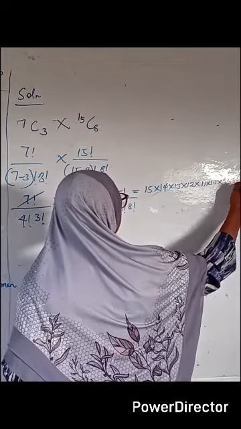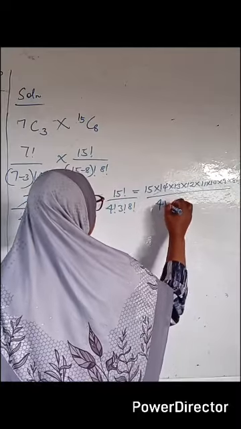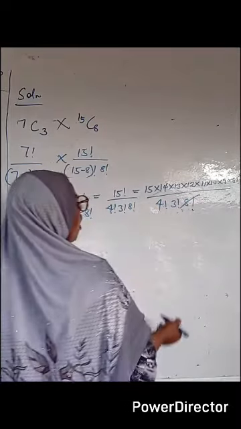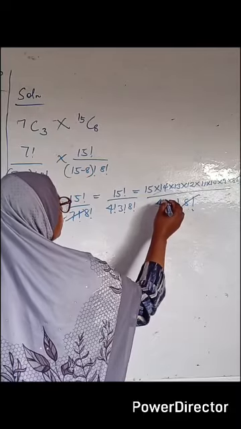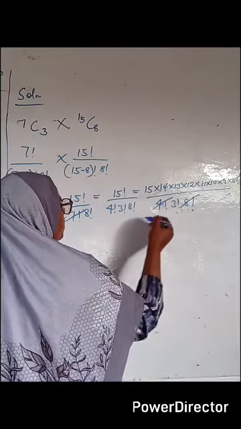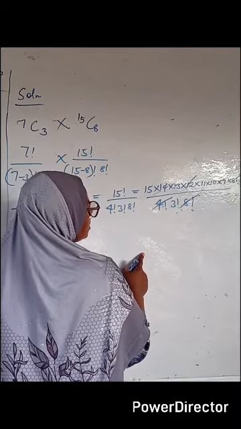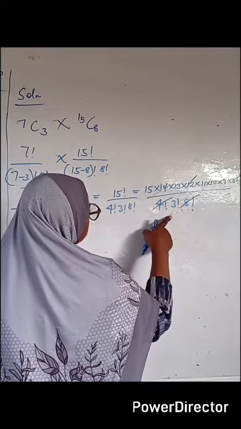9 times 8 factorial over 4 factorial, 3 factorial, 8 factorial. So this can cancel this. Of course, 4 factorial is same thing as what? 12. 4 factorial will cancel 12. 3 factorial is same thing as what? 6. What can 6 cancel in this place?